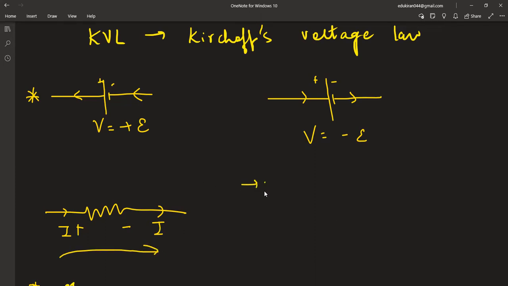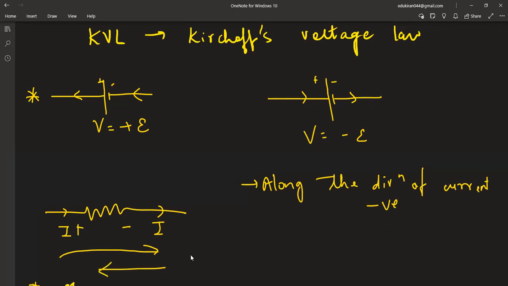If you are moving along the direction of current, then you put a negative sign. The sign convention will be negative. This won't be clear just like this. We have to solve it with the help of an example.